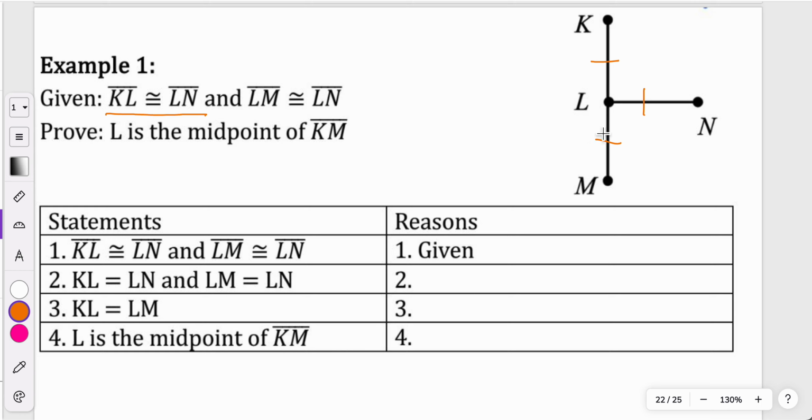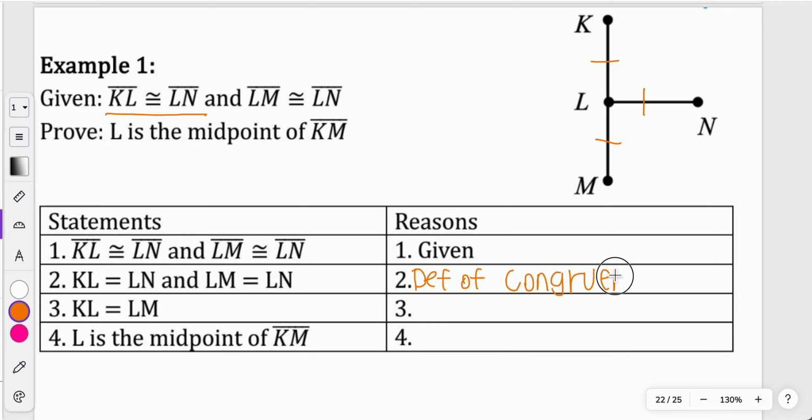So what I have is our statements filled out for us, and we're going to figure out what reasons I can put down. So statement 1 is my given, but then statement 2 looks almost identical to that, and that is when we used the definition of congruence.